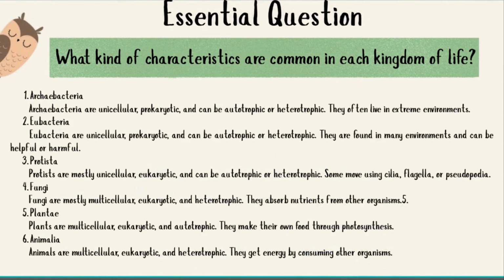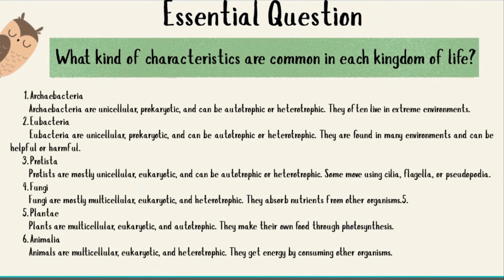All right, so for each of the kingdoms, you should have told me something about them being unicellular or multicellular, whether they are prokaryotic or eukaryotic, whether they are autotrophic and or heterotrophic, because those are the main components that differentiate between these kingdoms. So the first one we're going to talk about is archaebacteria. Archaebacteria, we said, are unicellular. We said they are prokaryotic, and then they can be autotrophic or they can be heterotrophic. The main thing we know about archaebacteria is that they live in extreme environments.